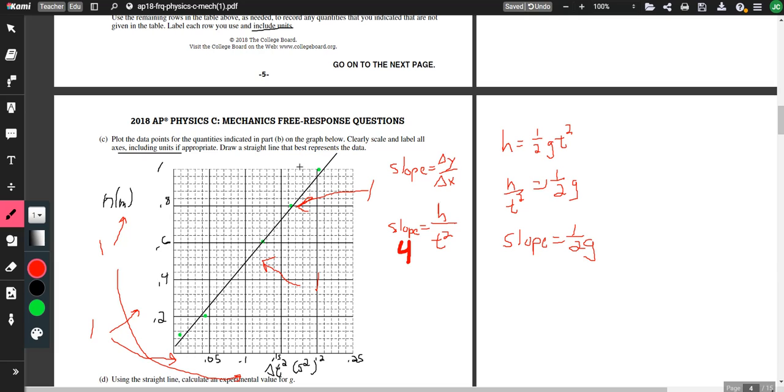So if I can find the slope of this line, I can then set it equal to half of the value of g and then just solve for g. So let's see. Let's pick a point. That's a really good point right there. And we'll do that point. That'll be fine. So slope is change in y over change in x. So my y value change is, let's see, 0.68 minus 0.4 divided by, what would that be?